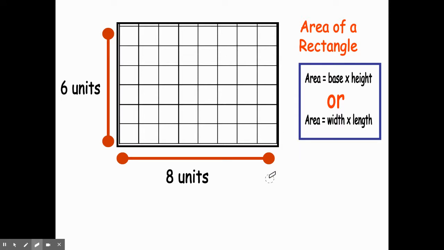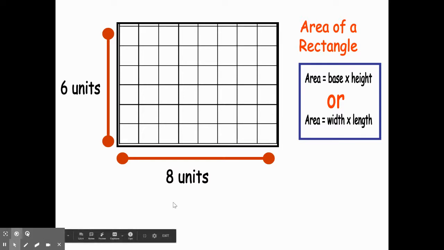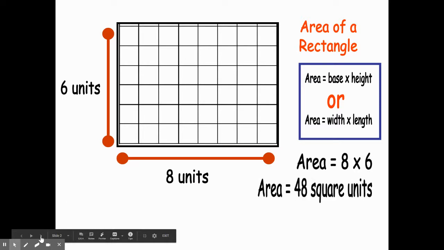We always express our units for finding area in square units, okay? So again, 8 times 6 is 48, and we would say square units. You can also use the little exponent of 2 to represent square units as well.